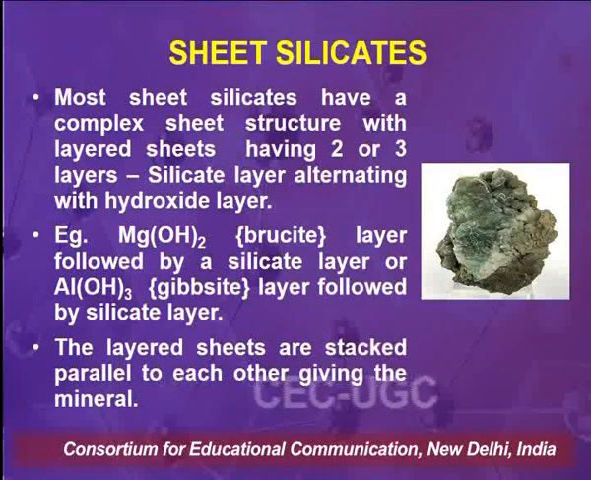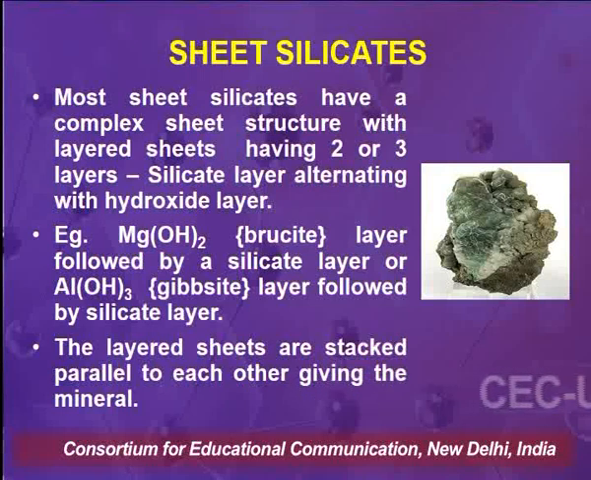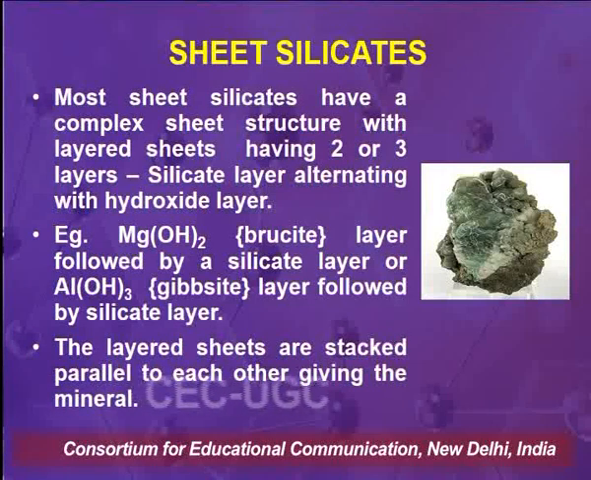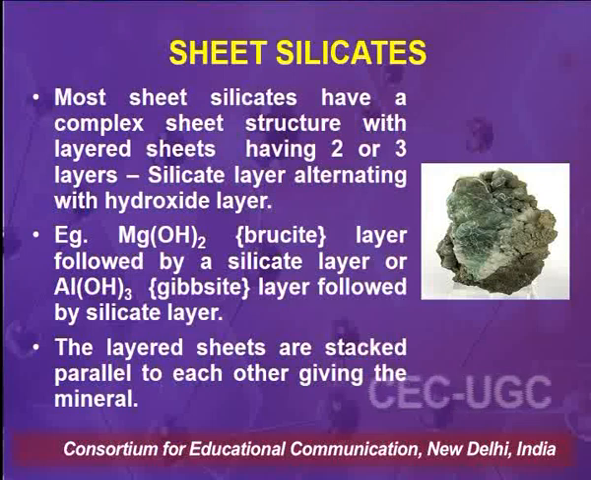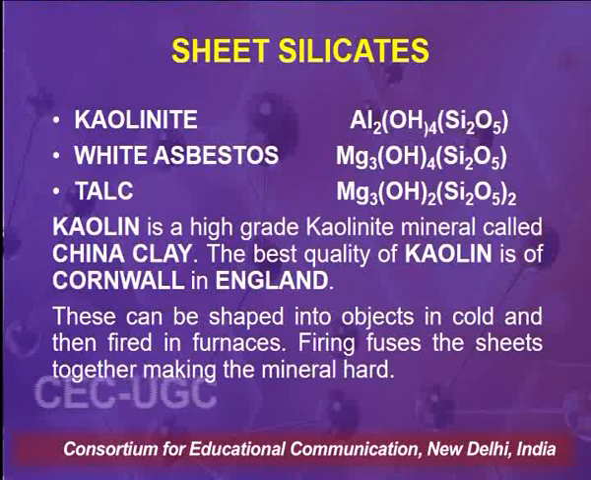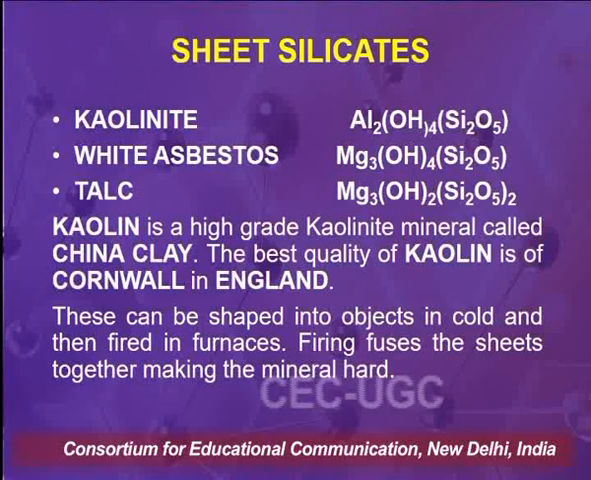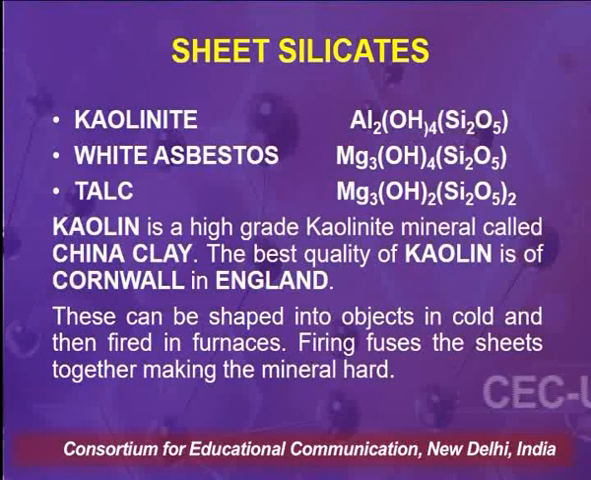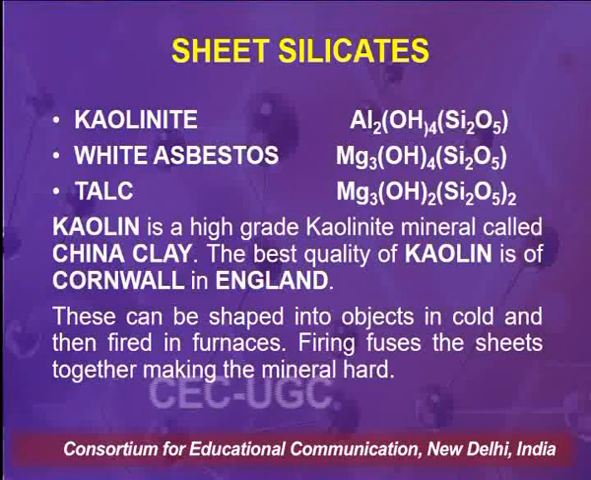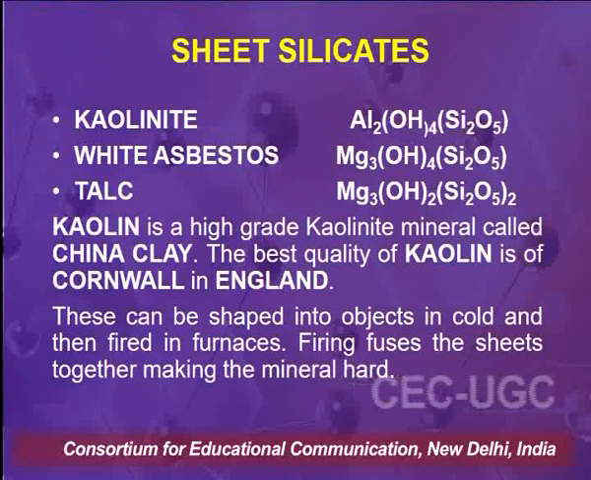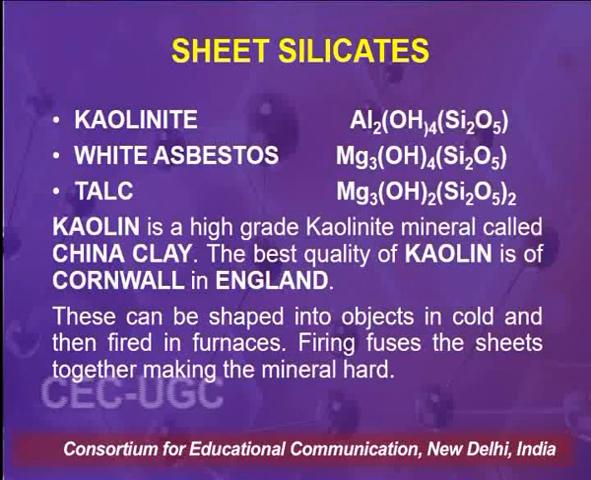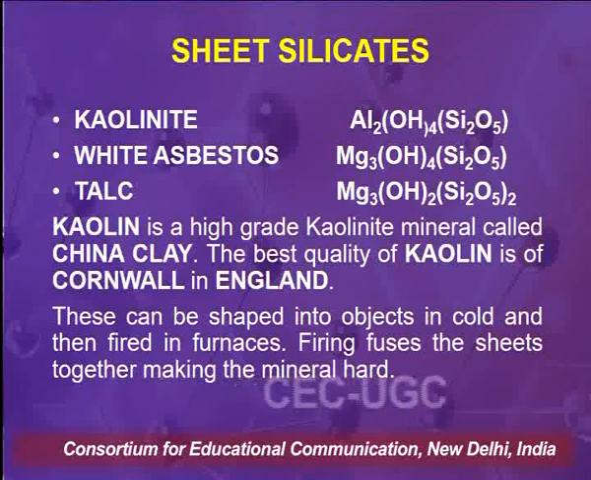The layered sheets are stacked parallel to each other, giving the mineral, and the adjoining figure shows us brucite and gibbsite layers or sheet silicates wherein silicates and hydroxides are interlinked. Other examples of sheet silicates are kaolinite, which is an aluminium hydroxide silicate mineral, white asbestos or magnesium hydroxide silicate mineral. In this, as we say, one silicate layer is there and one hydroxide layer is there. And the third one, which is talc, is a magnesium hydroxide silicate layer of a different composition.